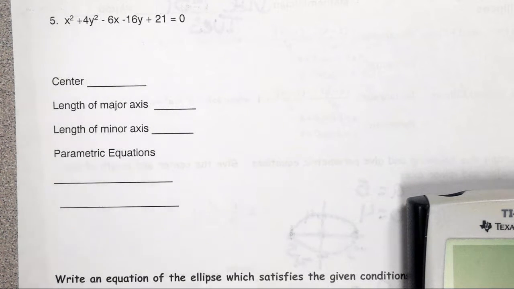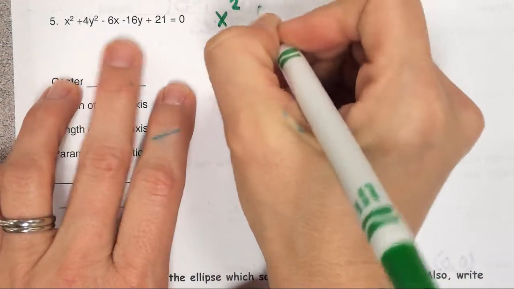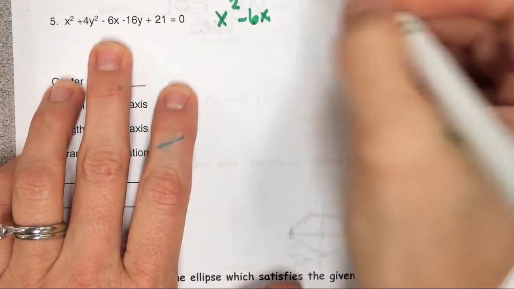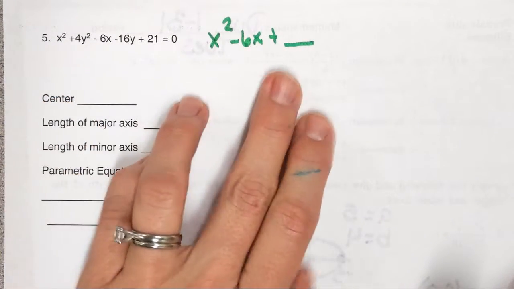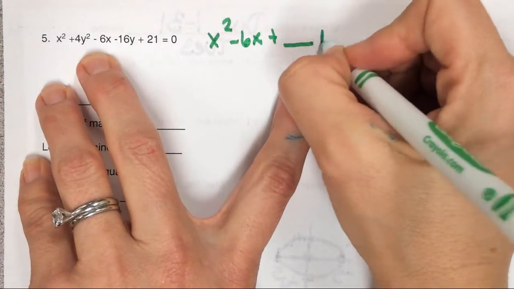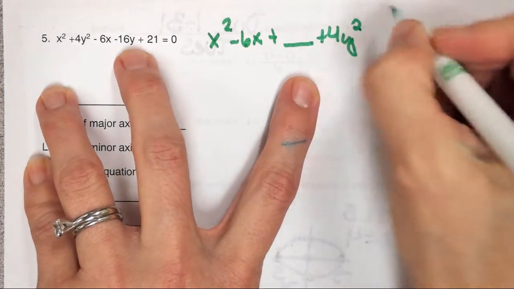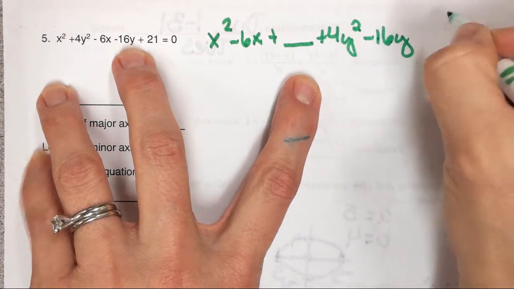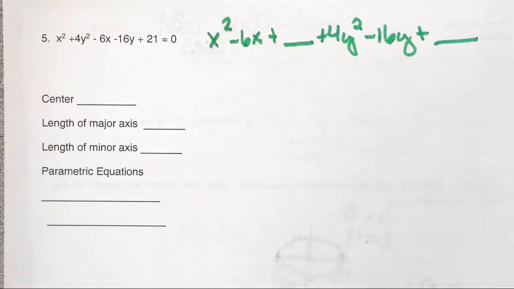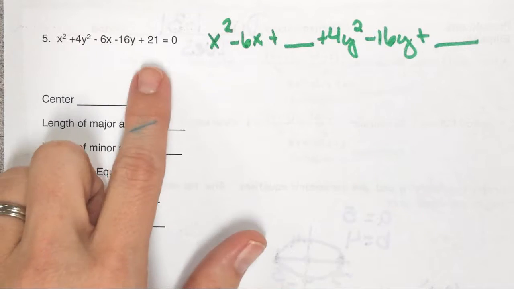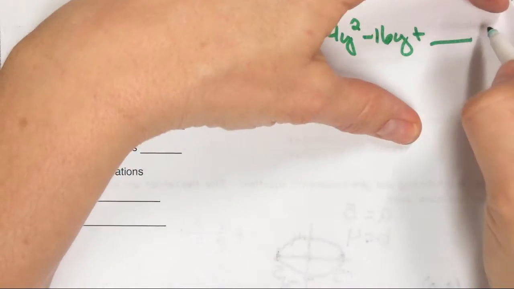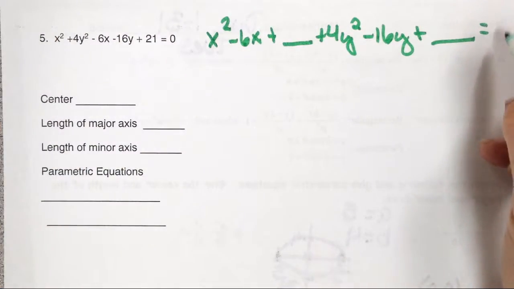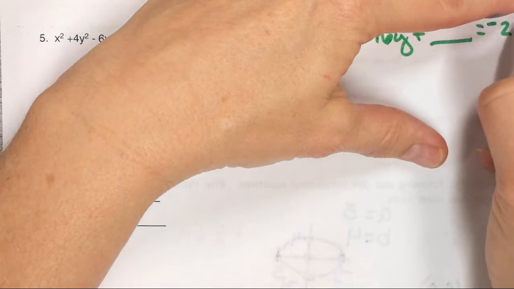Right, so when you complete the square, you're going to group your x's first. So we've got x squared minus 6x, plus we're going to leave some space to complete the square. Now we're going to do my y's. I've got a positive 4y squared, a minus 16y, plus something to complete the square. What do we have to do with this 21? Equal what? Very good. When you move it over, it changes to a negative 21.